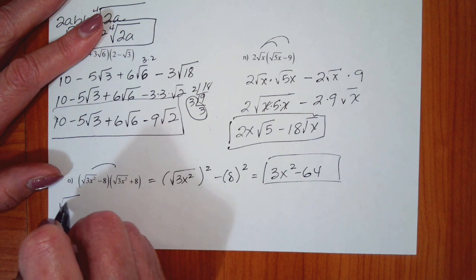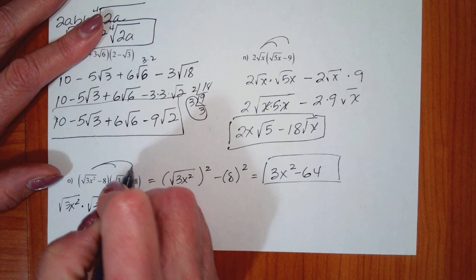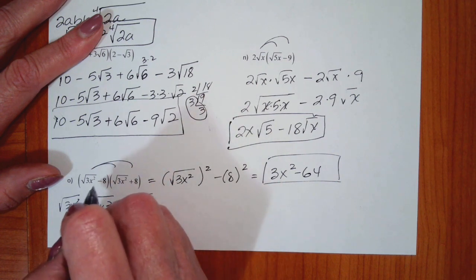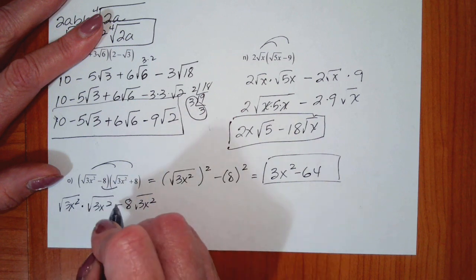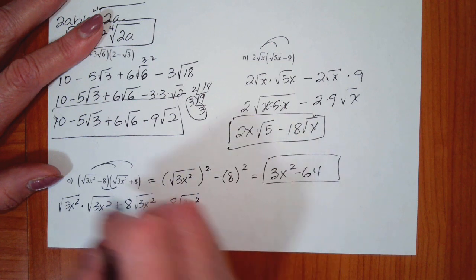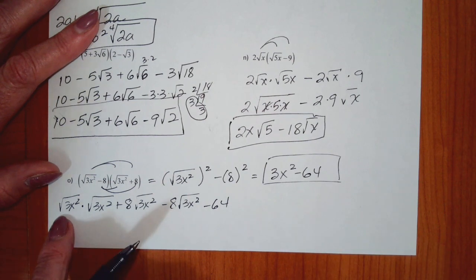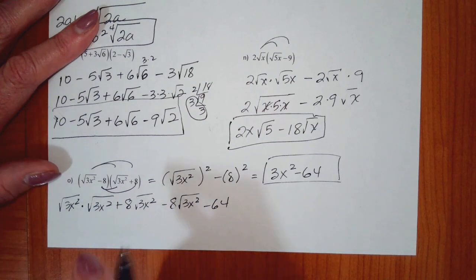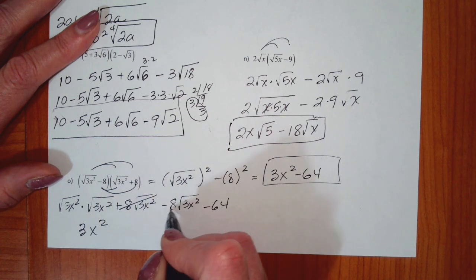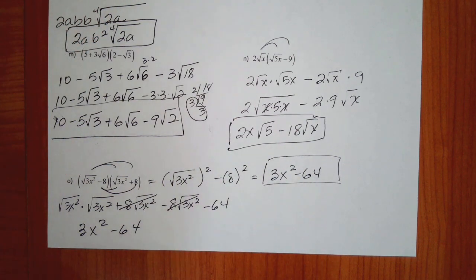So that's the square root of 3x squared times the square root of 3x squared, minus 8 times the square root of 3x squared. I'm sorry, that's a plus. Minus 8 times the square root of 3x squared, minus 64. Well, the square root of anything times itself is just the radicand. These are the same and cancel out, and I get minus 64.